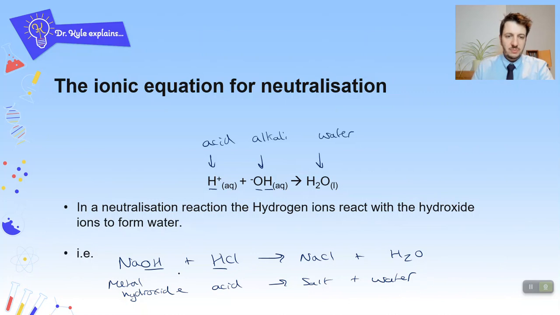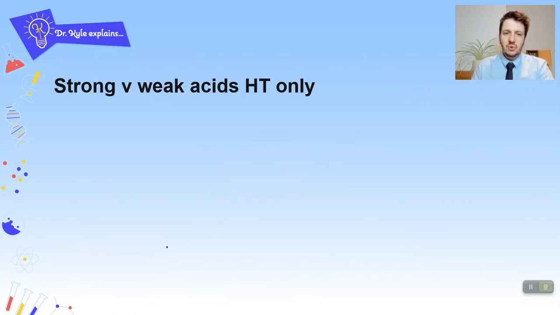Just going to double check it's all balanced. So 1 sodium, 1 sodium, 1 chlorine, 1 chlorine, 2 hydrogens and an oxygen. Yeah, lovely. Done. So just as an example, that's the ionic equation for neutralisation, which you do need to learn for your GCSE. And then that's just an example of how it's forming the salt and the water in a chemical reaction.